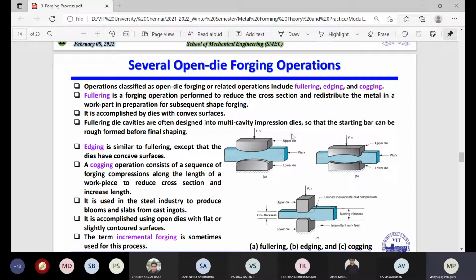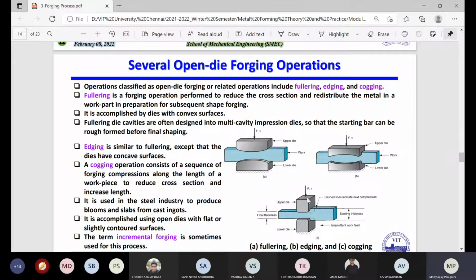This is similar to the fullering, whatever operation we are making in the fullering operation. This is similar whenever we are doing that edging operation, but only the surface of the die is different. So here in fullering, you are using the convex surface or the convex die, but in edging, you are using the concave die. Okay, so only this is the difference. Otherwise, everything is the same. And the third part, you have the cogging.